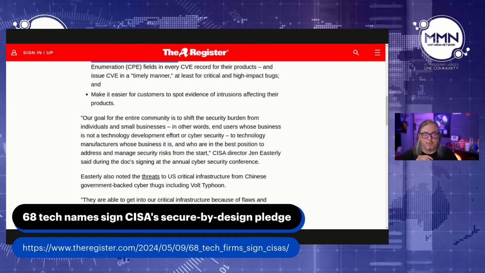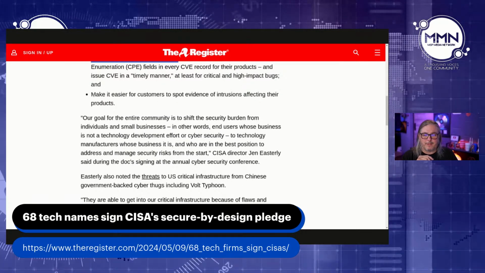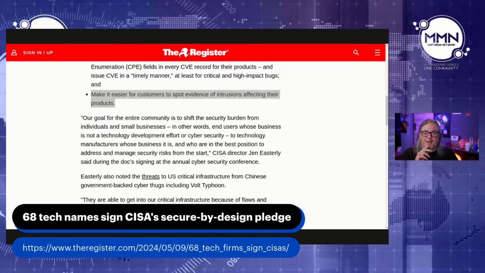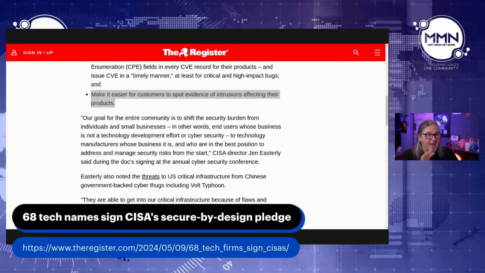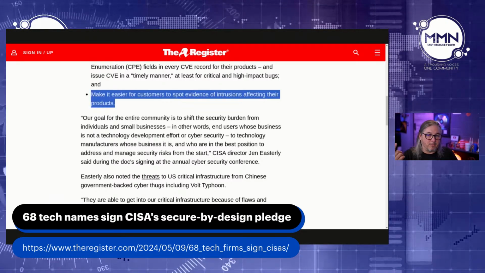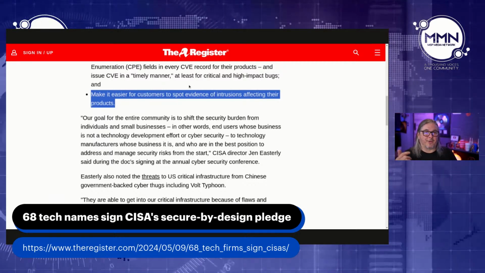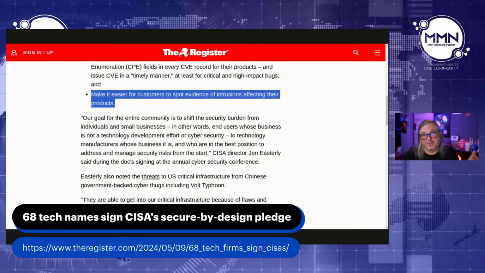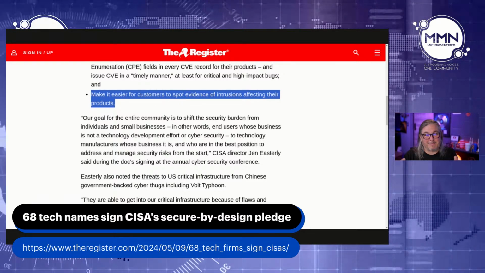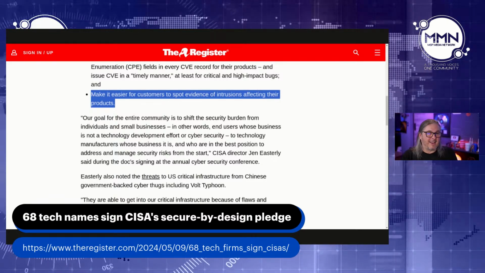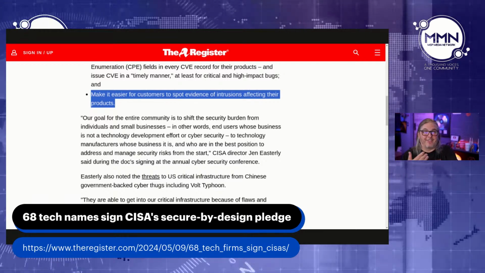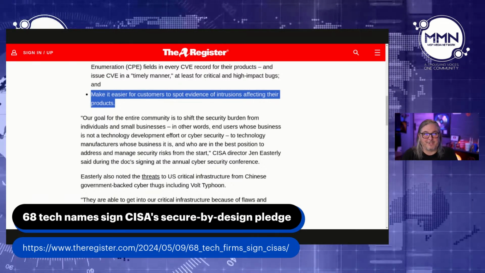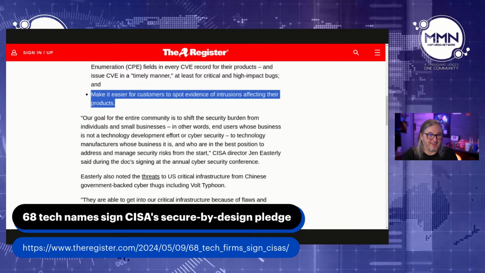Make it easier for customers to spot evidence of intrusions affecting your product. I feel like this is a shot right at Microsoft: security is not an upsell. Logging. Matter of fact, one of the things in that previous article was getting the logs out of your AWS to figure out why your bill's so high. That also requires turning on more features to track some of that. And a lot of these companies upsell the tracking or data collection information. I mean, granted, there's a cost to it, but hey, security is an upsell. Sounds like a good upsell.